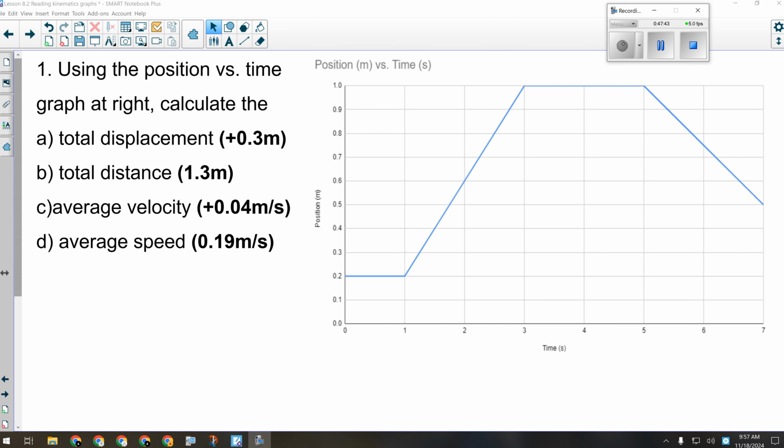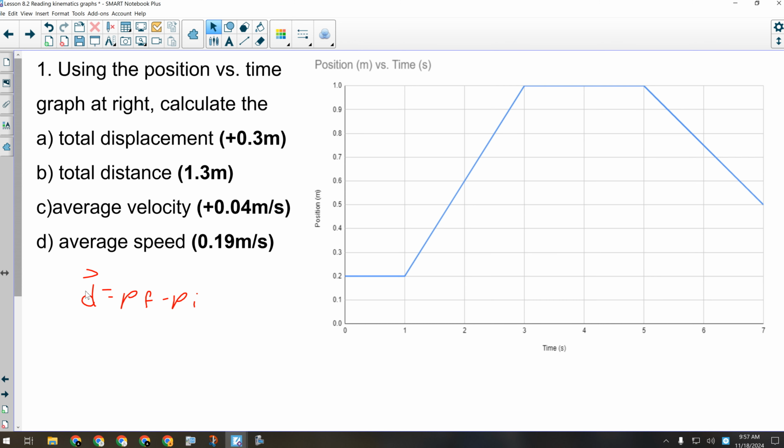Okay, so if I want to find the total displacement, is this a good way to go about calculating it? Final position minus initial position. Yes. Okay, so my final position is 0.5 meters. The initial position is 0.2 meters, so our displacement is positive 0.3 meters.